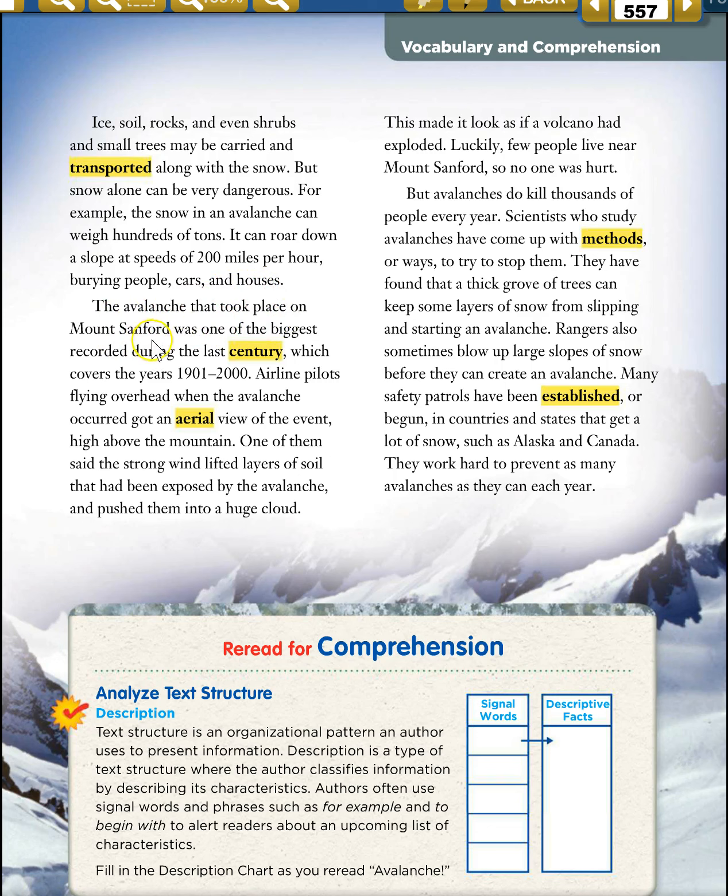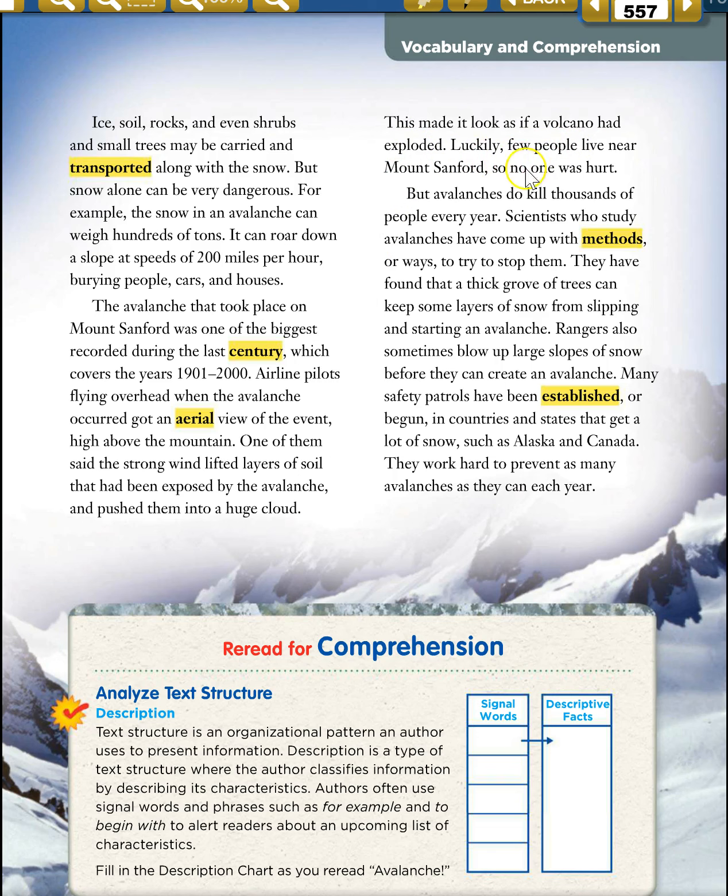The avalanche that took place on Mount Sanford was one of the biggest recorded during the last century, which covers the years 1901 to 2000. So that was the 20th century. We are now in the 21st century. Airline pilots flying overhead when the avalanche occurred got an aerial view of the event, high above the mountain. One of them said the strong wind lifted layers of soil that had been exposed by the avalanche and pushed them into a huge cloud. This made it look as if a volcano had exploded.